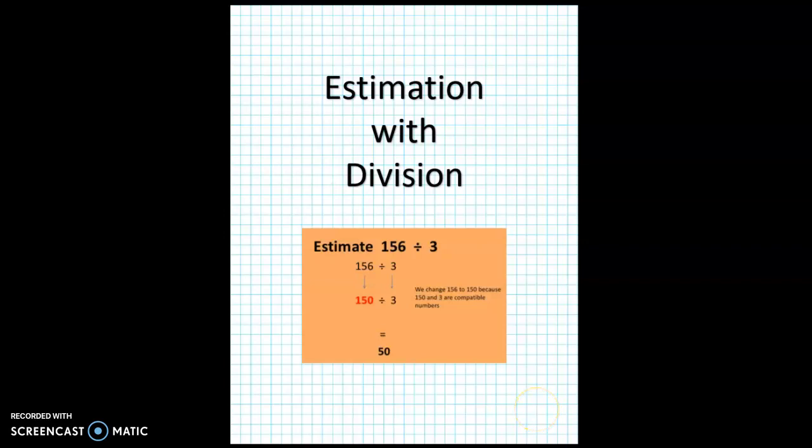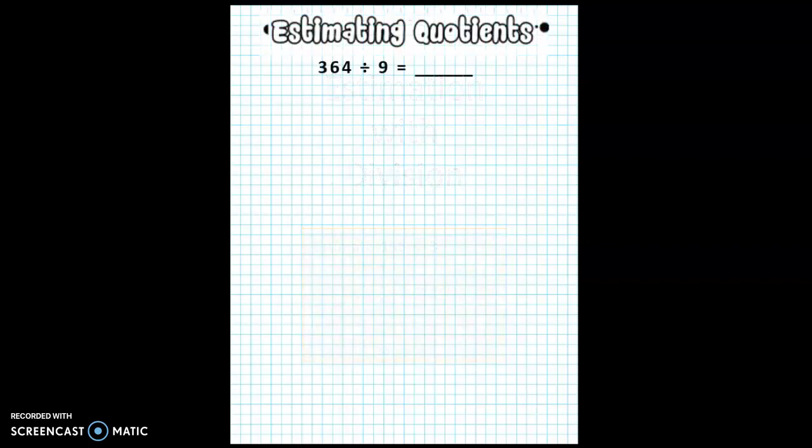In this lesson, we are going to practice estimation with division. Estimating quotients. We will start with the problem 364 divided by 9. It's important that you understand the vocabulary with division. 364 is the dividend, 9 is the divisor, and your answer is the quotient.